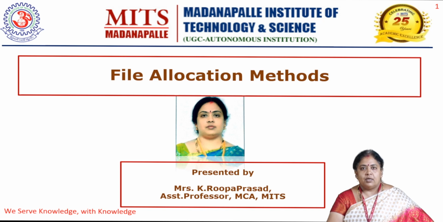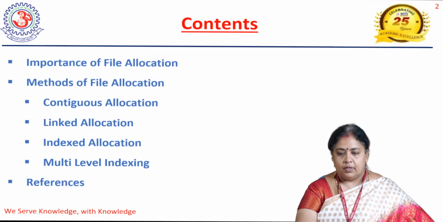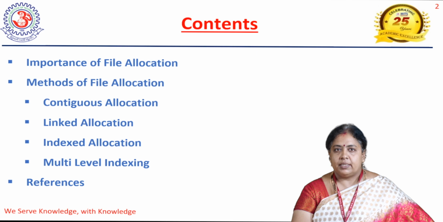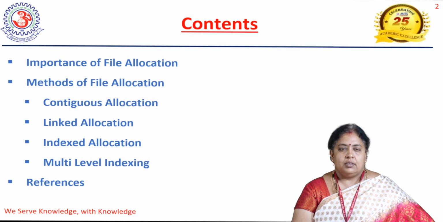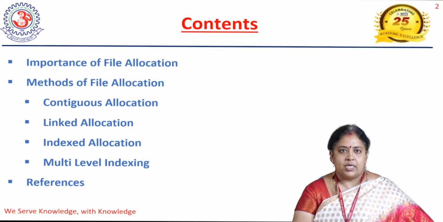So today we are going to discuss the topic called file allocation methods. These are the contents we are going to discuss. First we go for the importance of file allocation. Then we go for the methods of file allocation, and those methods are contiguous allocation, linked allocation, indexed allocation, and finally multi-level indexing. These are the basic allocation methods.